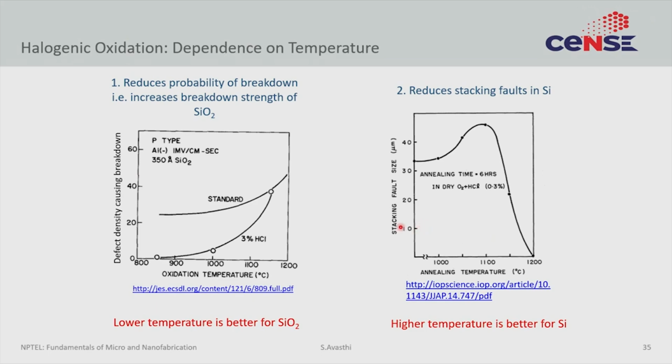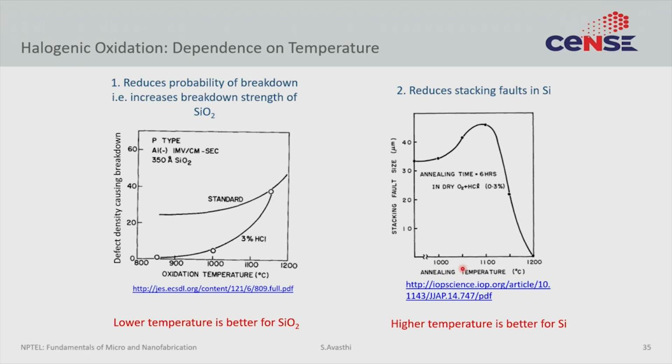The first detail is that the temperature at which you do the halogenic oxidation really depends on whether you want high quality silicon dioxide or whether you want high quality silicon. There is a trade off. So, in general, the higher the temperature, the defects that cause breakdown in silicon dioxide tend to increase. So, the breakdown voltage of the oxide is a little worse the higher the temperature. So, if you want higher quality silicon dioxide, you may want to do the whole process at a slightly lower temperature. However, the stacking faults are reduced in silicon only at high temperature.